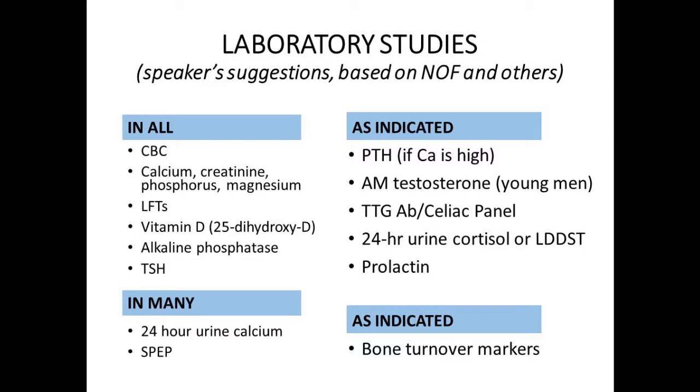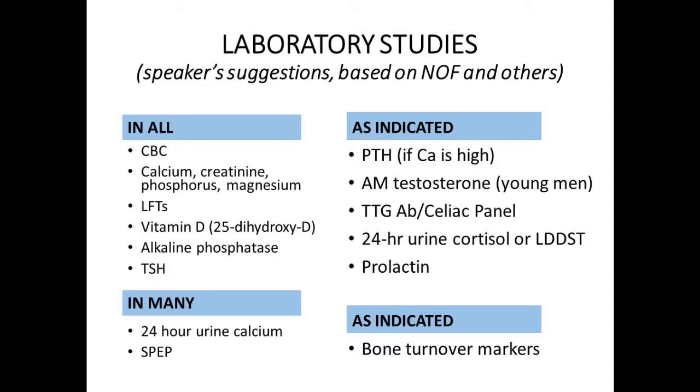The bone labs, calcium, creatinine, phosphorus, magnesium are pretty simple. LFTs, not that high yield, but they sometimes can give you a hint of a person with occult disease or occult celiac disease even. Vitamin D, I don't have to preach to any of you guys, is probably over-tested, but in this situation, it's appropriate to test for vitamin D.